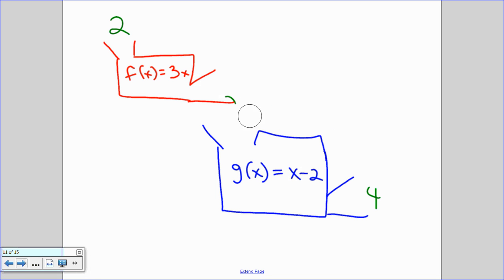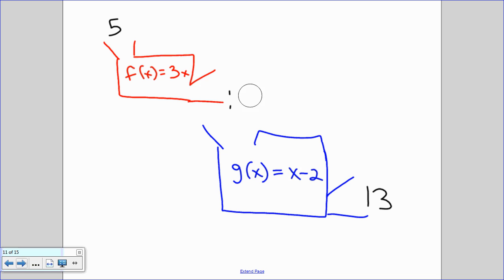So let's change this up. If I plug, I don't know, let's plug 5 into here. If 5 goes into f, I'll take 3 times 5 to get 15. That 15 drops into g, and then that will give me 13. All right. So the weird thing about composition is that order does matter.